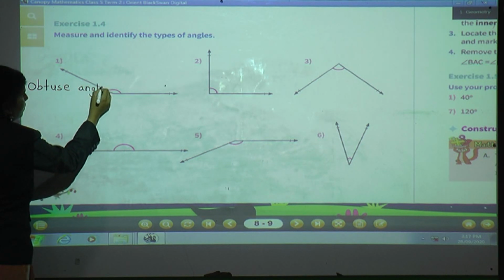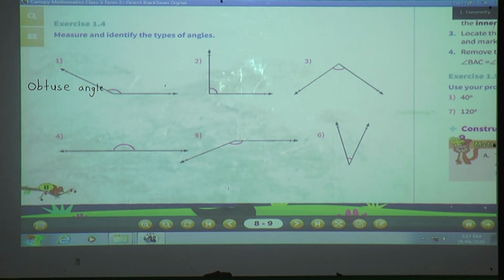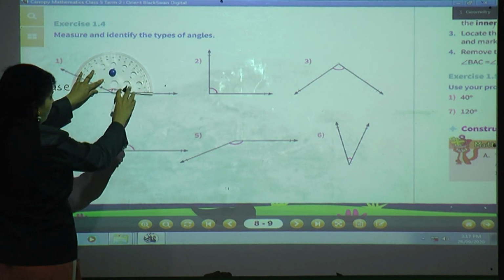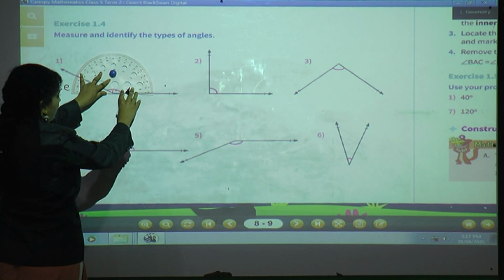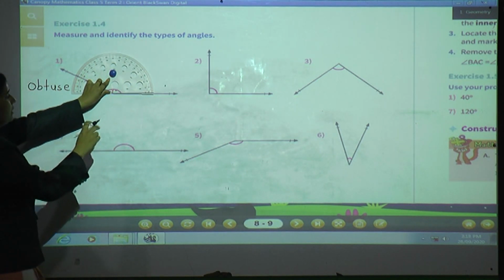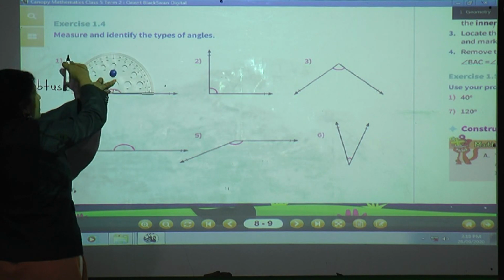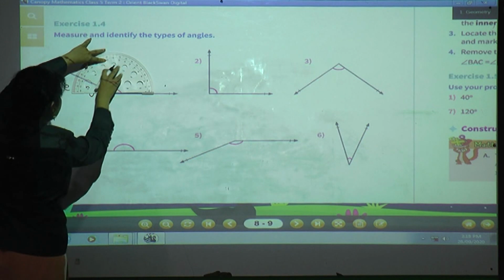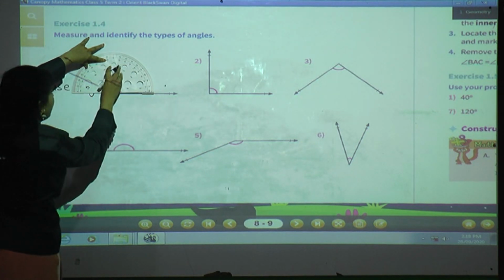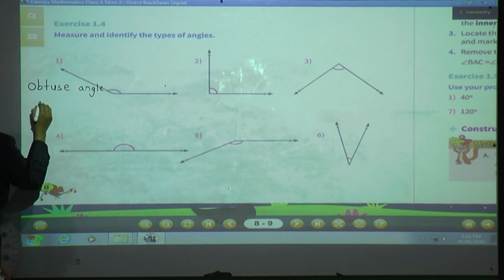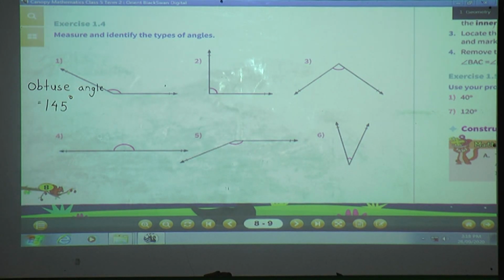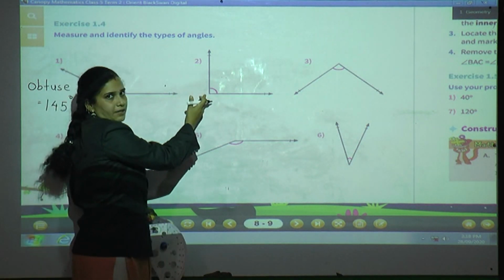So students, measure the angle with the help of your protractor. Place it on the vertex, and you have to measure it by the inner scale. Here it makes an angle, and the measure of the angle is 145 degree.